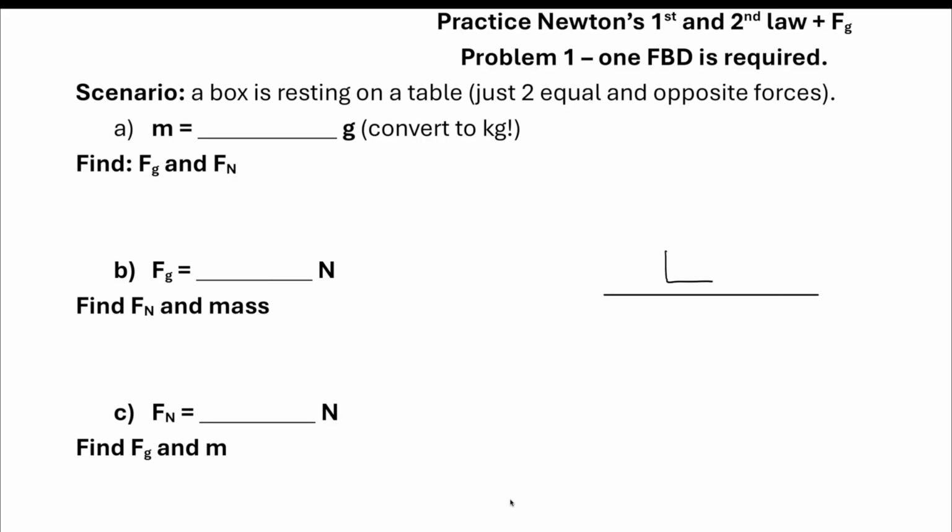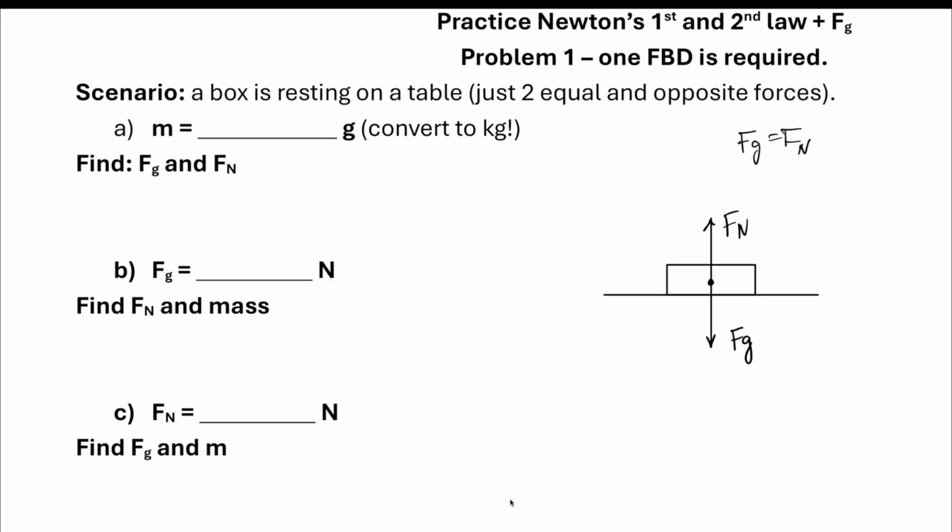We have a box resting on a surface, and the forces that are applied to it are balancing each other out. At the center of this object, I will have force of gravity going down and normal force that is opposite to gravity and equal in its length. So that is going to be force normal. Force of gravity equals normal force.